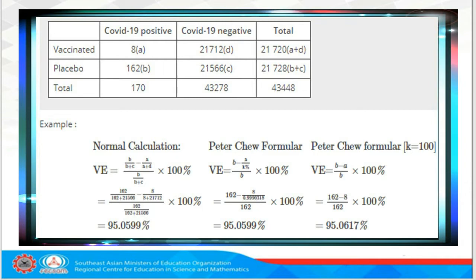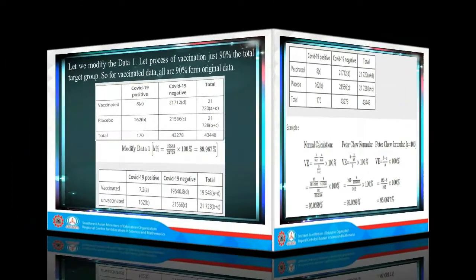For the Peter-Chu formula, the VE value is the same, 95.0599%. By using the Peter-Chu formula when K equals 100, we get VE equals 95.0617%. Note, if the total vaccinated equals the total placebo, we can let K% equal 100%, then the final answer of VE is almost the same, 95.06%. Therefore, the advantage of the Peter-Chu formula is that we can assume a high target population of vaccination with K equals 100, such as the medical worker group. When K equals 100, the calculation becomes very simple.